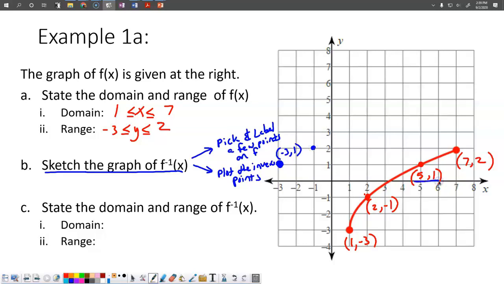Next one is 5, 1. Let's reverse that: 1, 5. The next one is 7, 2. Let's reverse that. You're going to get 2, 7. And then you just go ahead and connect your dots.